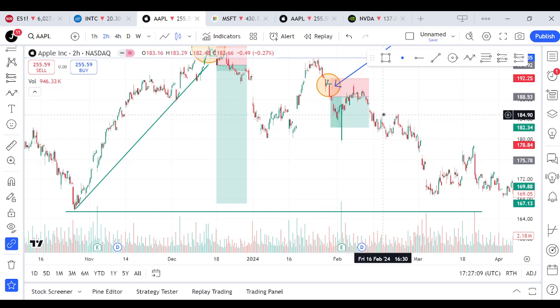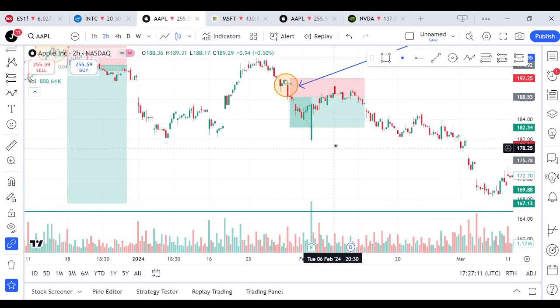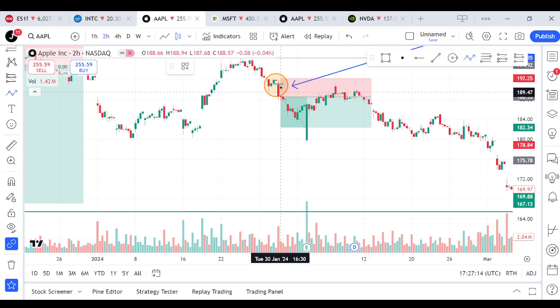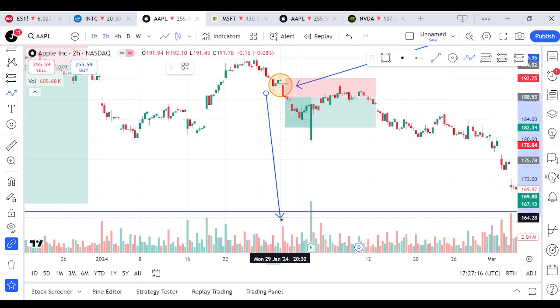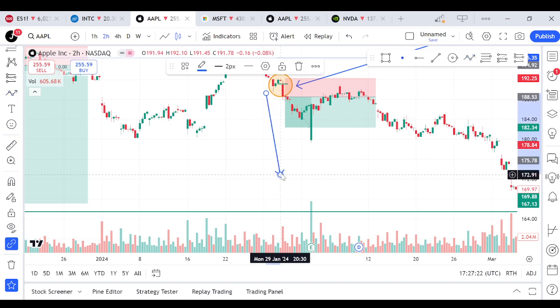You see the confirmation of this trade using volume. You can see increasing bearish volume, selling volume, at the same time we had this candlestick pattern right here.